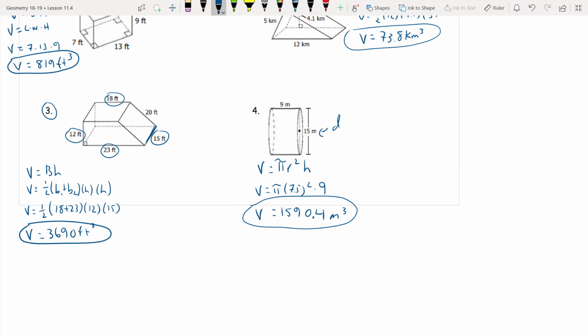So it's very simple. The most difficult part is remembering the formulas for area depending on the type of prism you are given. If you have any questions, make sure to bring them into class tomorrow, and we will talk then.